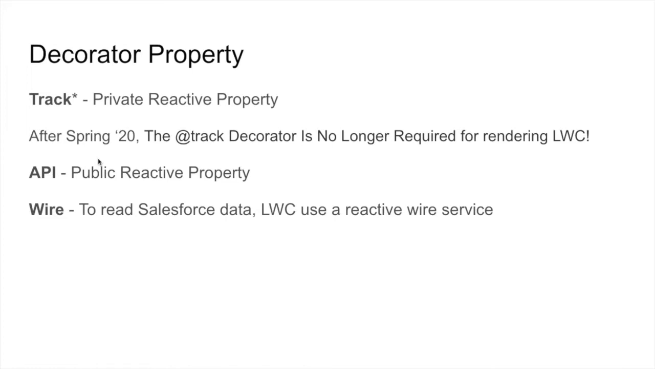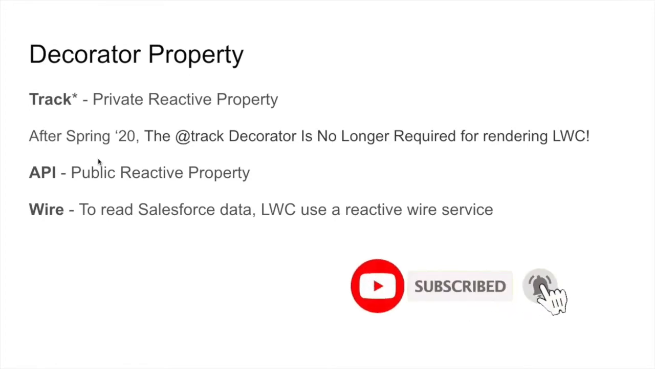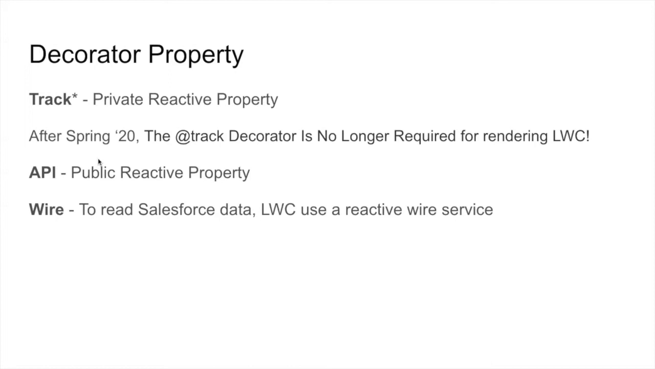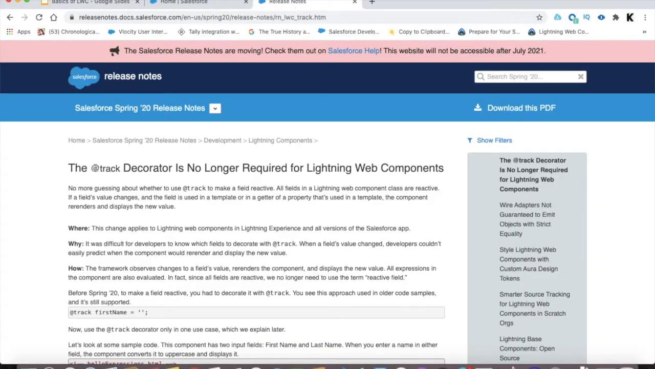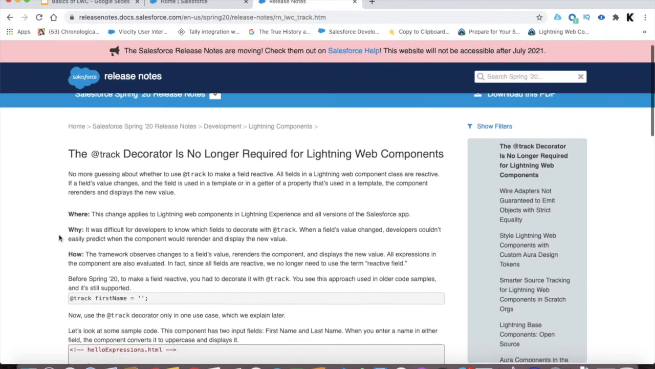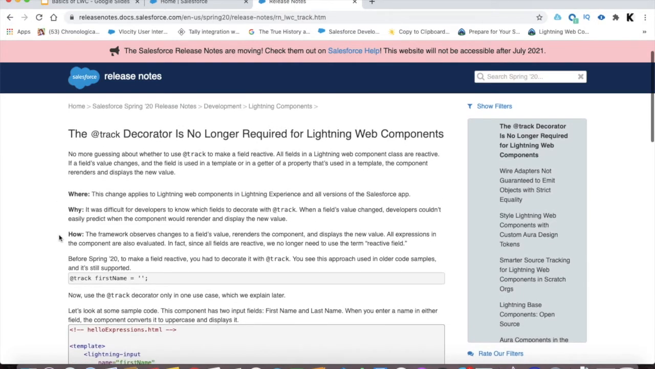Track is a private reactive property, but after Spring 20 the track decorator is no longer required for rendering. What does that mean? I'll tell you this with one example. First I'll tell you about one of the use cases here. Track was basically used to render the things.